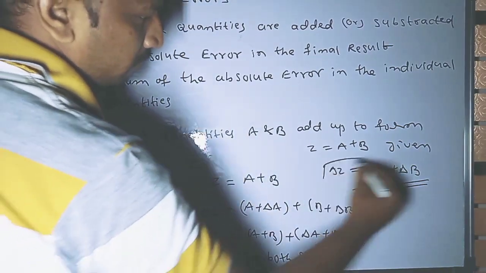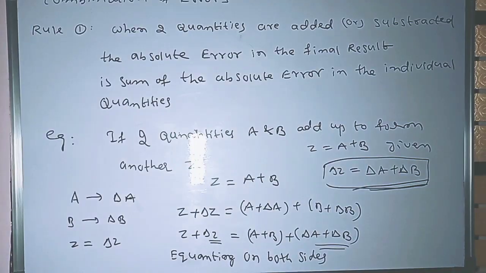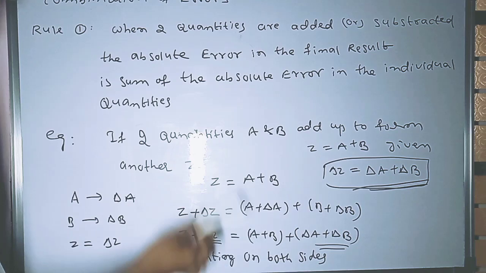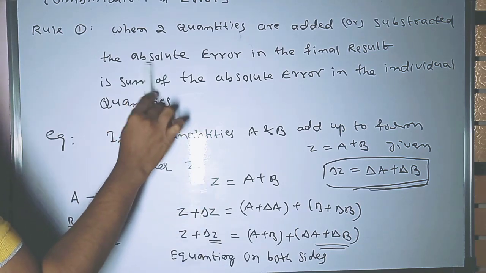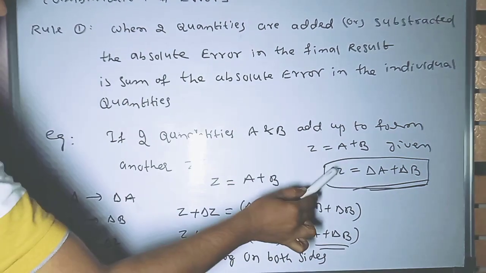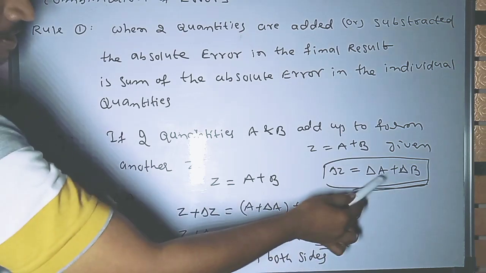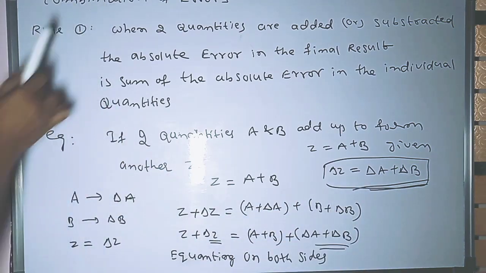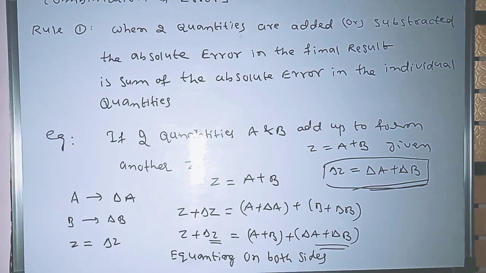This is the first rule. According to the first rule, when two quantities A and B are added, in the final result the absolute error delta Z is equal to the sum of the individual errors, delta A plus delta B. That is the meaning of rule 1. Okay, clear?